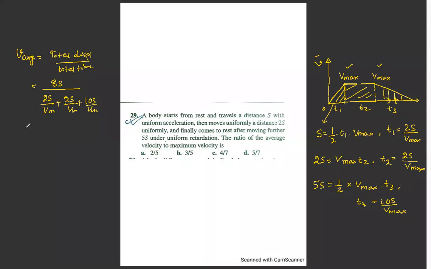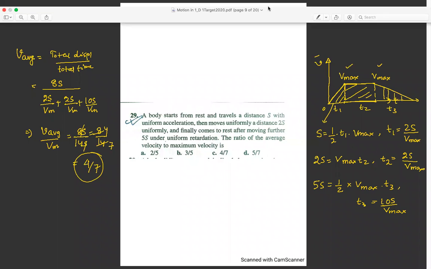So from here we can find that V average by Vmax is equal to 8s by 14s, because 2 plus 2 is 4 plus 10 is 14. s and s are gone, so it is 8 by 14. So that is 4 by 7. So 4 by 7 is the answer to the question, that is option C. Option C is the correct answer. Right? Hope all of you got this.